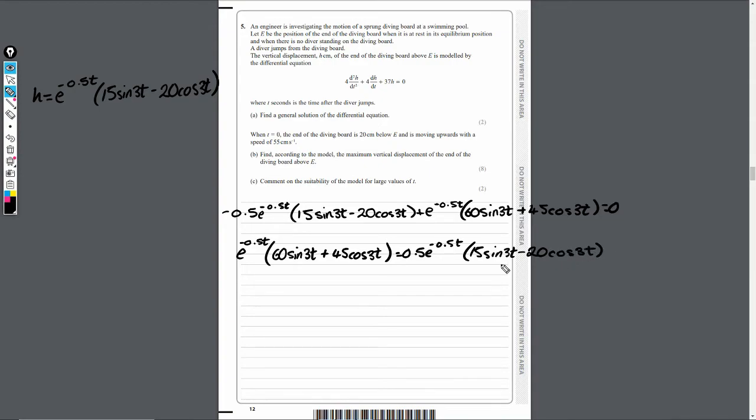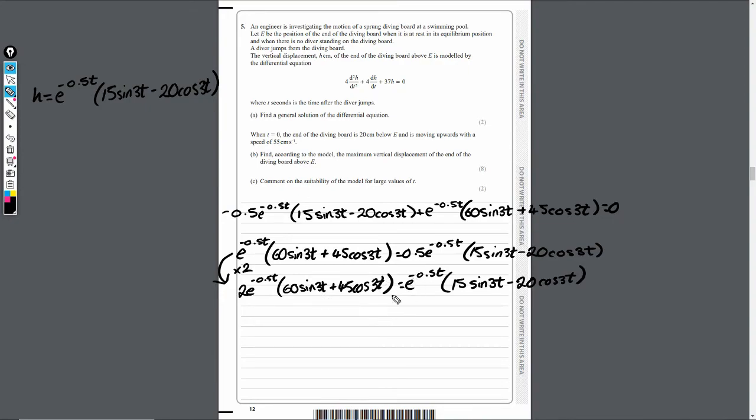Okay, now we need to look at simplifying this. What I'm going to do first is times through by 2, because this is a half. So what that's going to give me is 2e to the minus half t, and then I'm just going to rewrite all this now, plus 45 cos 3t. So from here to here, I'm just timesing by 2. So that's going to be equal to e to the minus 0.5t, 15 sine 3t minus 20 cos 3t.